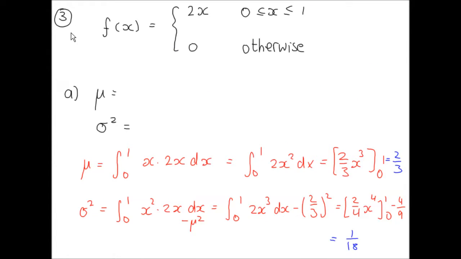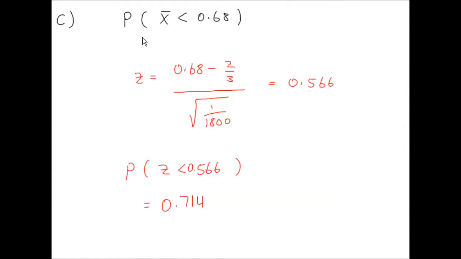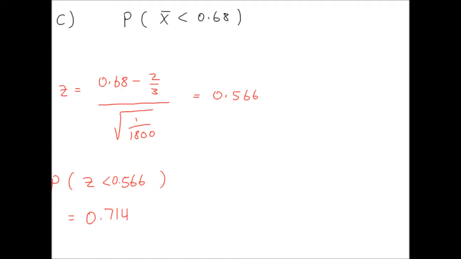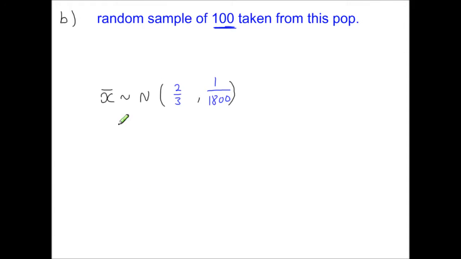In example 3, we had a look at a continuous random variable, and we calculated this probability. So how would you calculate the probability that x is less than 0.68? Yeah, this one is specifically referring to the sample mean. So in its calculation, you have to use this normal distribution. Yeah, there's the sample mean.